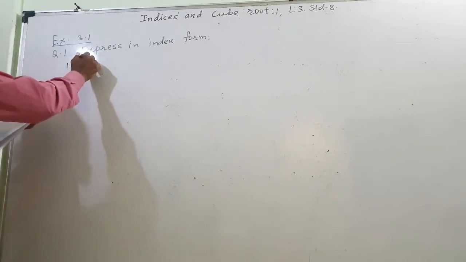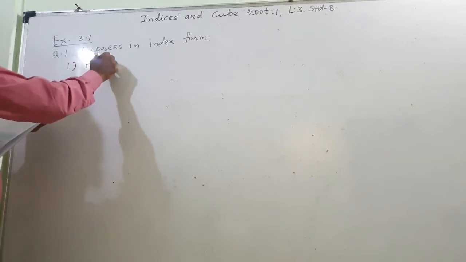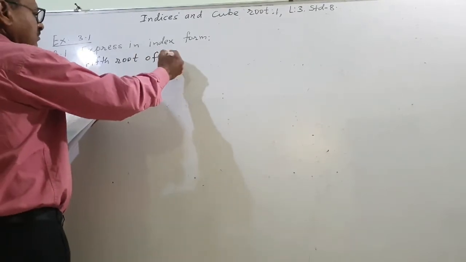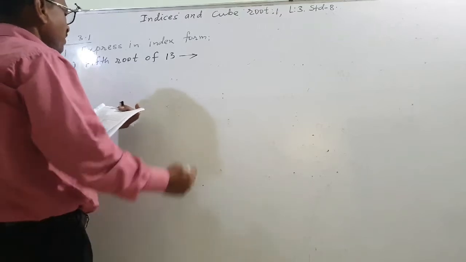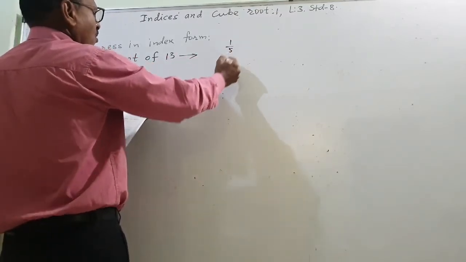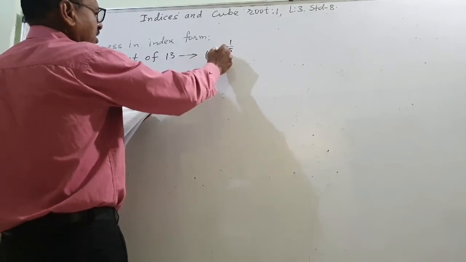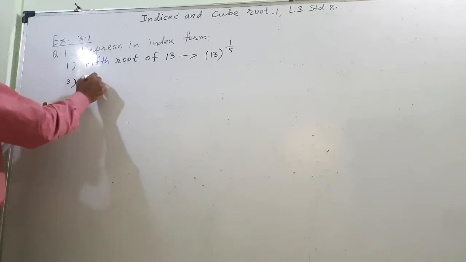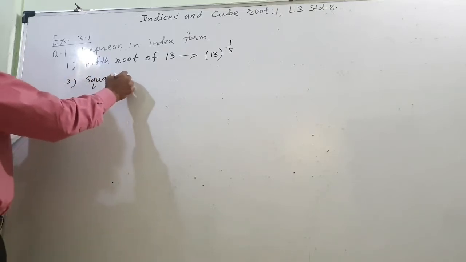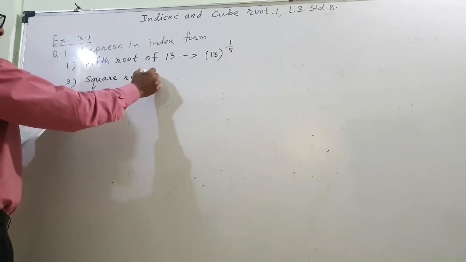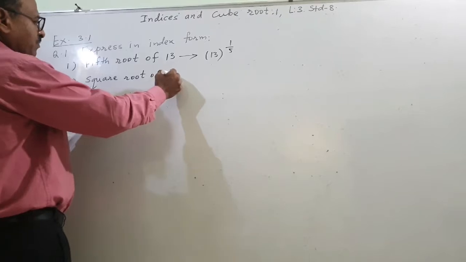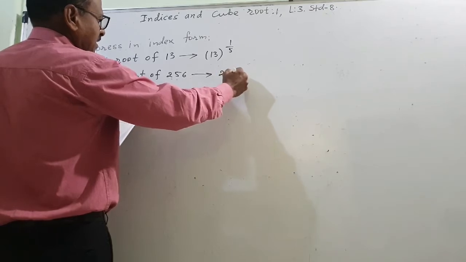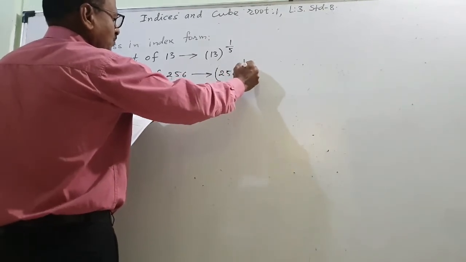Number 1, fifth root of 13. Answer I am writing here directly. Fifth root means raised to 1 upon 5, whose 13. So 13 raised to 1 upon 5. Then third is square root of 256. The answer is 256 raised to 1 upon 2, because square root means raised to 1 upon 2.